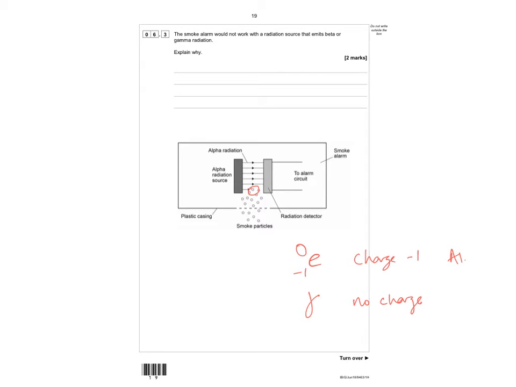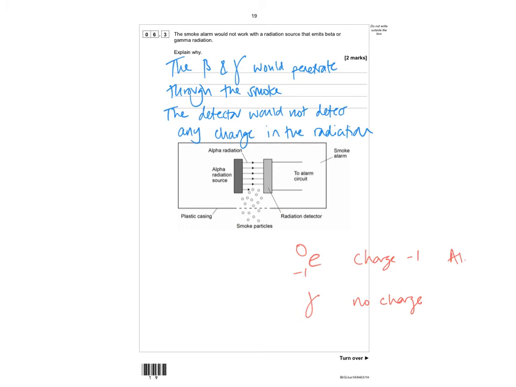So the smoke alarm would not work with a radiation source that emits beta or gamma because it would pass straight through the smoke. It would not stop. Alpha, with its high charge, would be absorbed, whereas beta and gamma would not be absorbed. It would penetrate straight through, and therefore there'd be no change in the count rate to the alarm circuit. The reason the alpha detector works is because when the smoke particles get in the way, that then stops the radiation from getting through. So that then sets the alarm off when it's no longer receiving radiation from the alpha source.